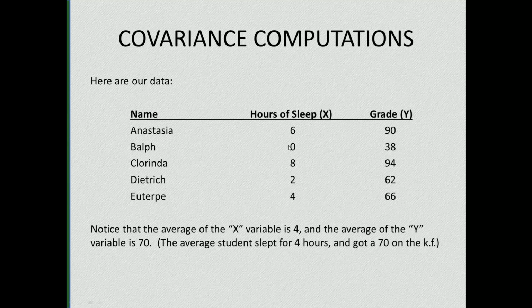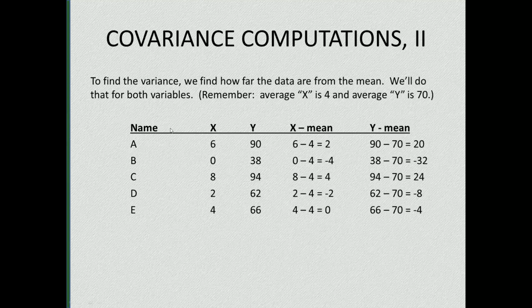Average X, average amount of sleep, is 4 hours. Average grade is a 70. So how far are we from average? Anastasia here, 6 hours sleep, 4 was average, so she's 2 hours above average. Balf, with no sleep, shame on him, is 4 hours below average, and so on.